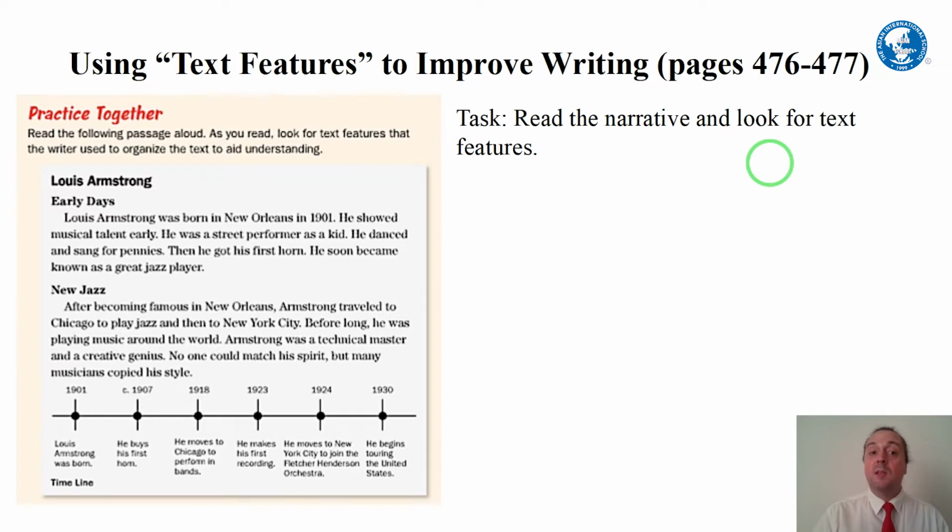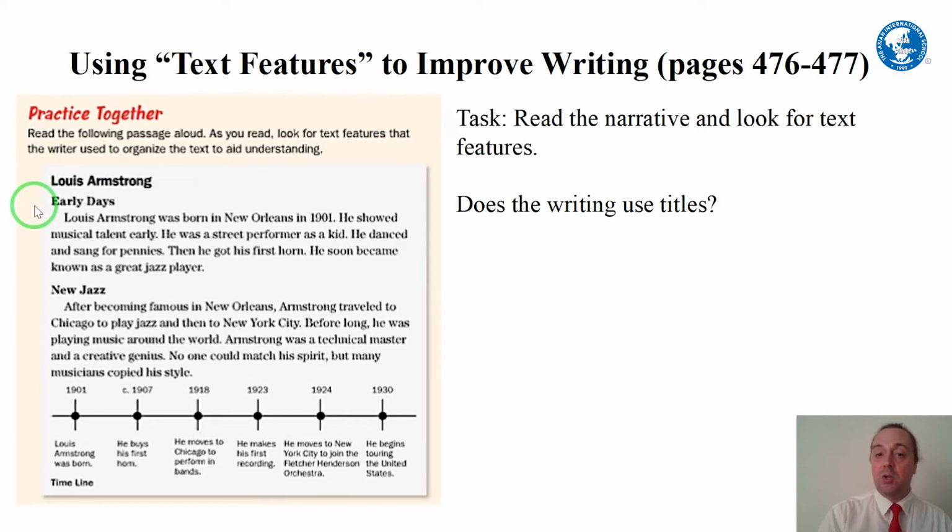Okay, ready? First, does the writing use titles? Of course. What is it about? It's about Louis Armstrong. Okay. Does it have subtitles? Yes. First one is Early Days, and the next one is New Jazz. Does that tell us what we're going to be reading about? Of course it does.